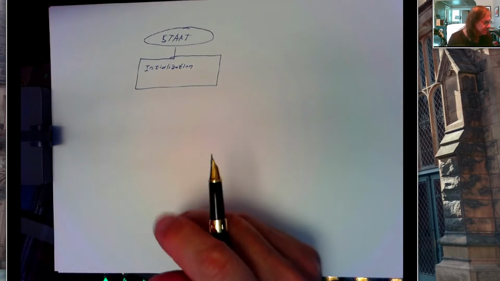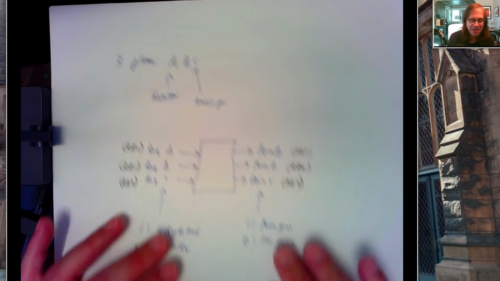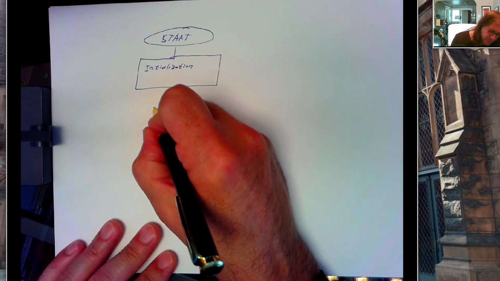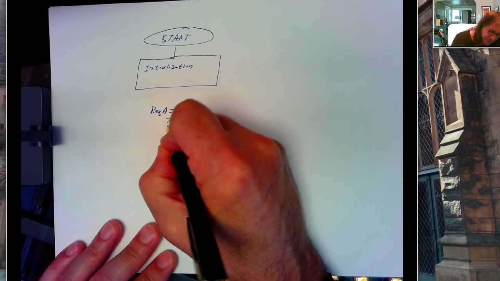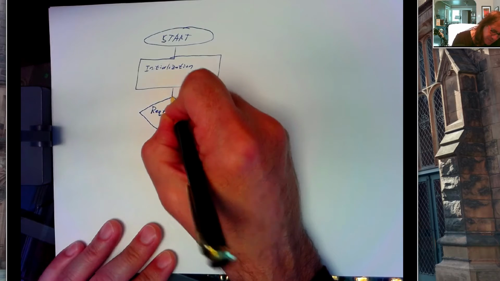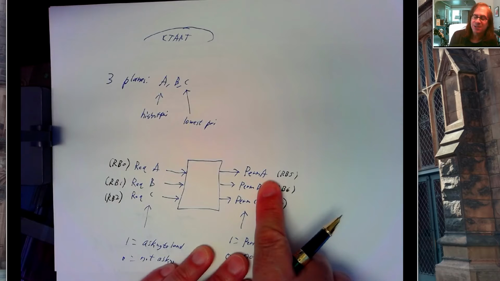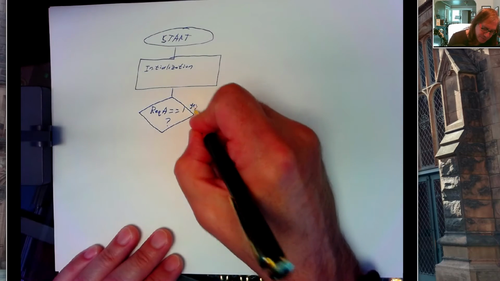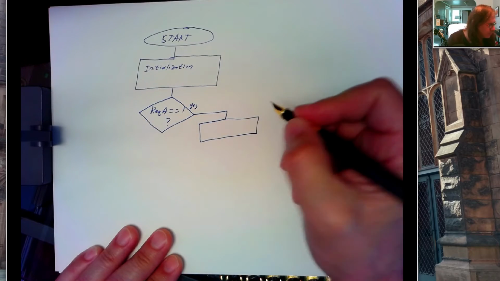And then what do we want to know? Well, our biggest concern is A requesting permission, because A has the highest priority. So I'm going to put a question mark here, request A equals 1, and I'll put that inside a decision block. And if A is requesting permission, what do we want? We want to give permission to A. So I'm going to say if this is true, then what do we do? Permission A.